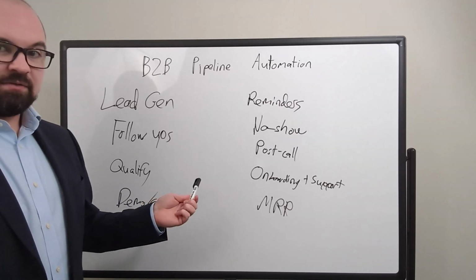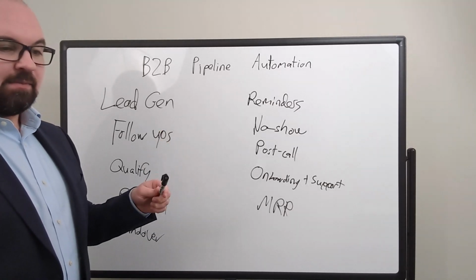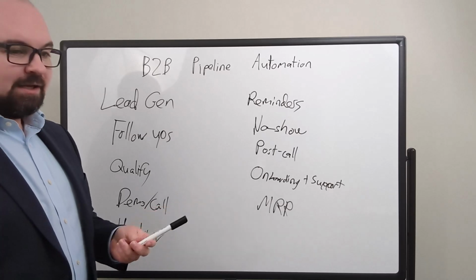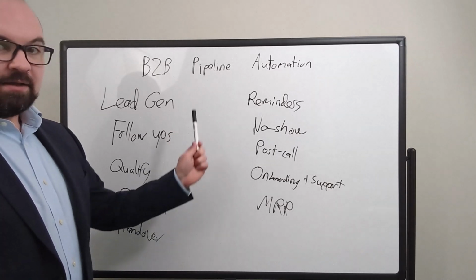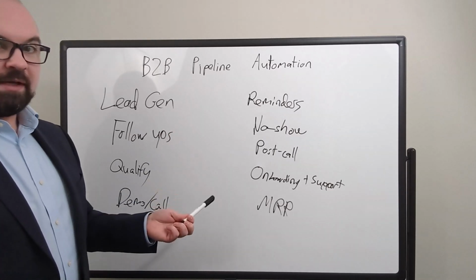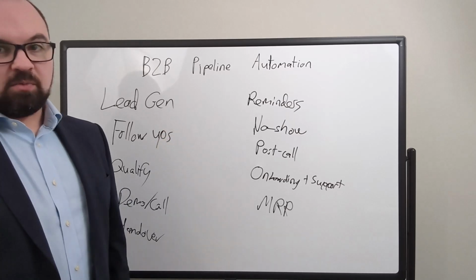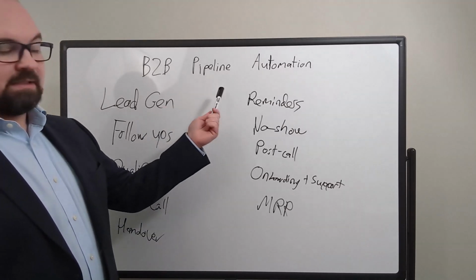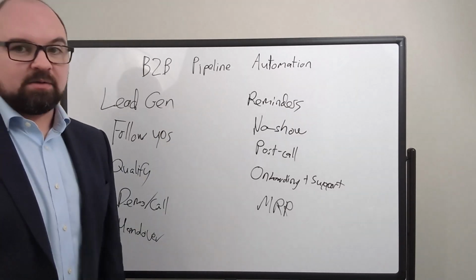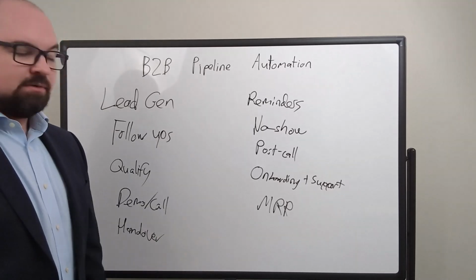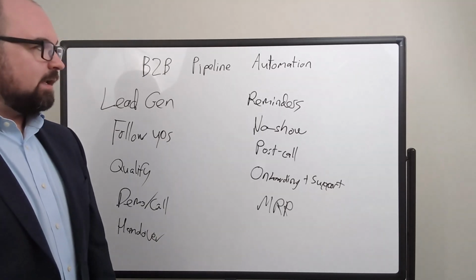Now, yes, you have to set this up, and that will probably be a bit of a manual process. But again, the time that you put in here to set all this up and have it all up and running is just going to save you so much time in the future. And this is how you get to B2B pipeline automation, okay? So there's 10 things that you can automate throughout your pipeline in B2B.